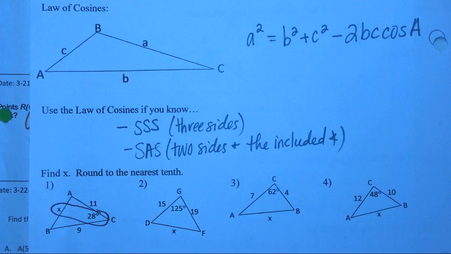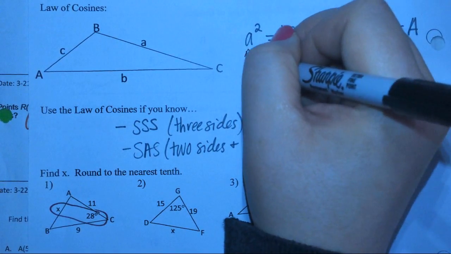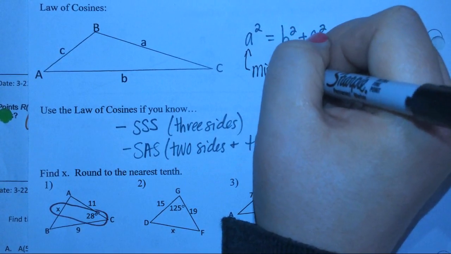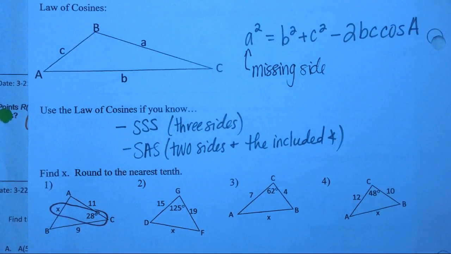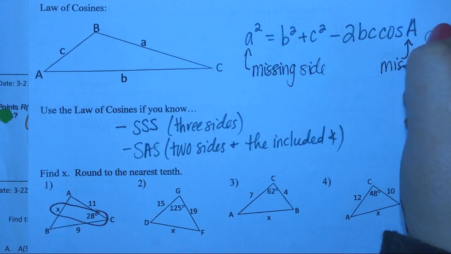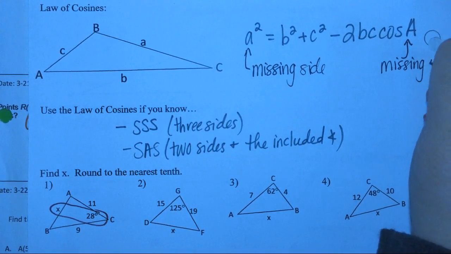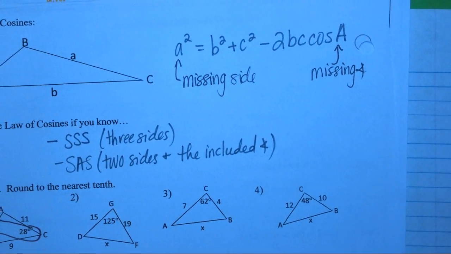You know the tiny letters mean sides. You know the big letter means it's an angle. We're either going to be missing a side, and we're going to plug it in for little a, or we're going to be missing an angle, and we're going to plug it in for big A. Those are our two options for today.